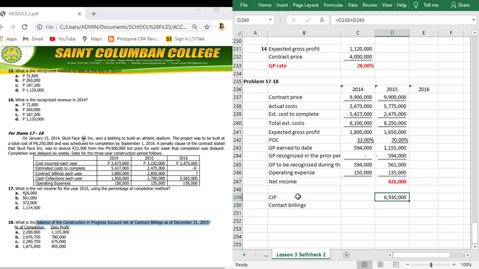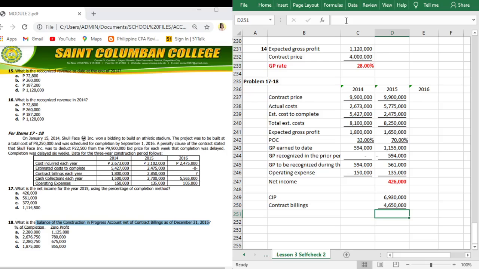So, diba, ang CIP kanang cumulative man. So, dapat ang contract billings cumulative po. I-take note, liability ni siya. Basta biya na sa balance sheet, cumulative ang amount. So, for 2015, we have 1,800,000 nga gikan sa 2014 plus gikan sa 2015 nga 2,850,000. Okay, so under the percentage of completion method, 6,930,000 and 4,650,000, the excess is 2,280,000.